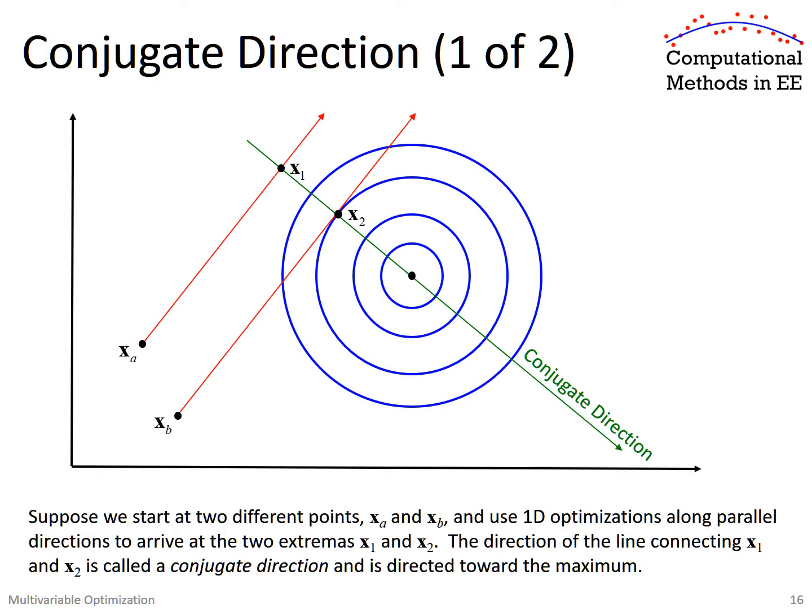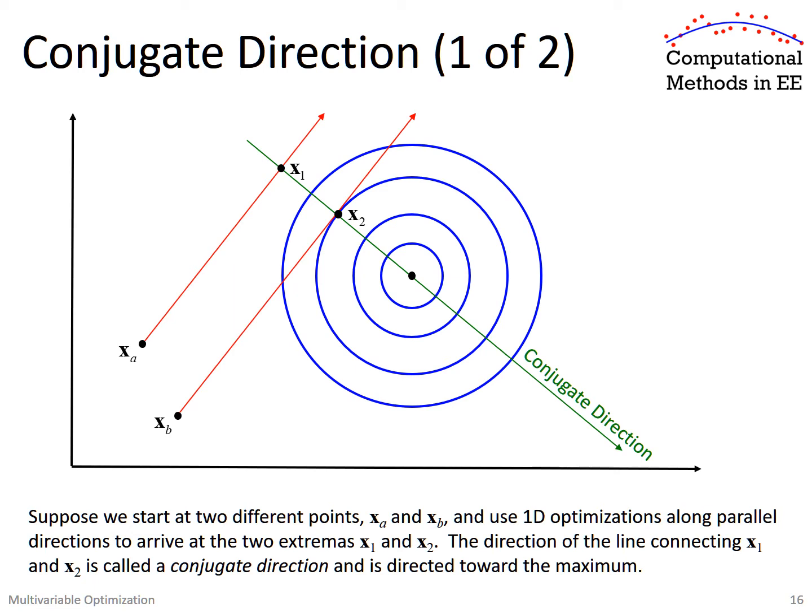There's also the concept of a conjugate direction. So let's say we have a two-dimensional function, and what I've done is draw the isocontours so we can visualize moving uphill to the maximum. But we don't know where that maximum is. We might take two guesses as to the maximum over here. So we'll take two guesses as to where the maxima could be, and we'll pick a direction. And the direction is shown by these red lines.